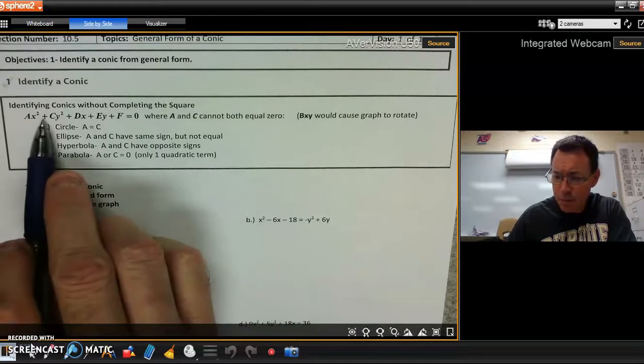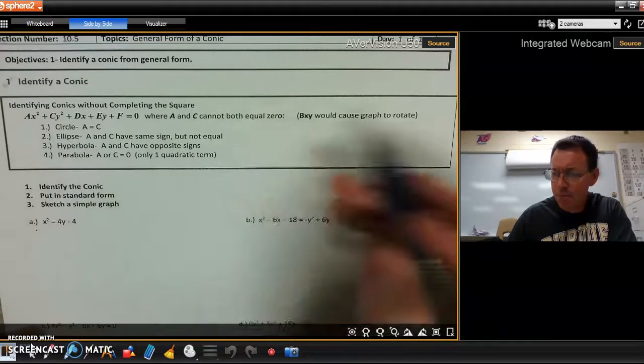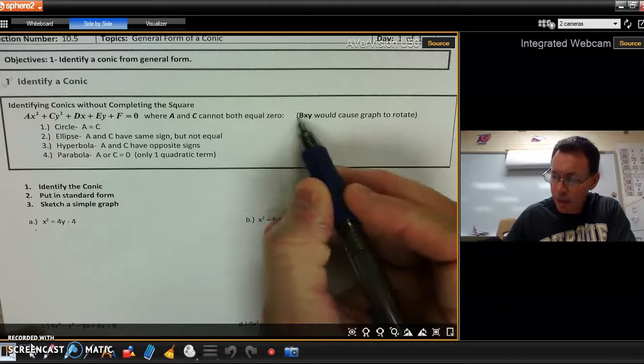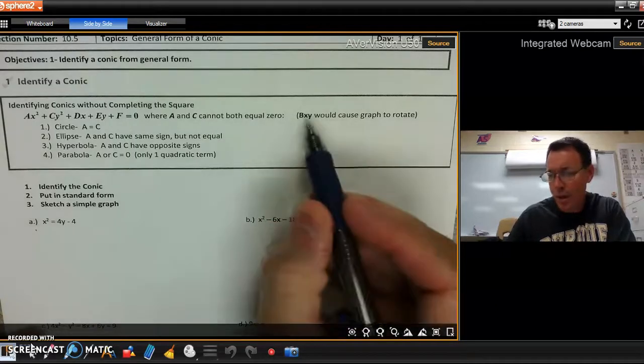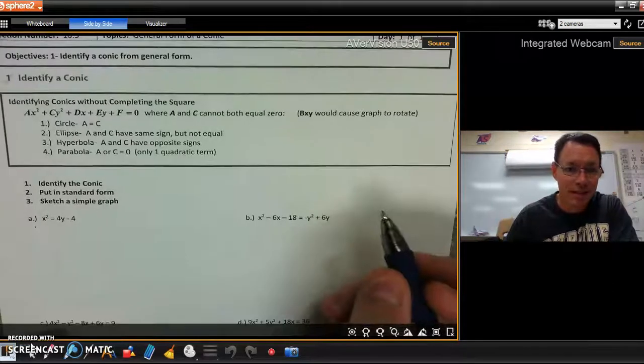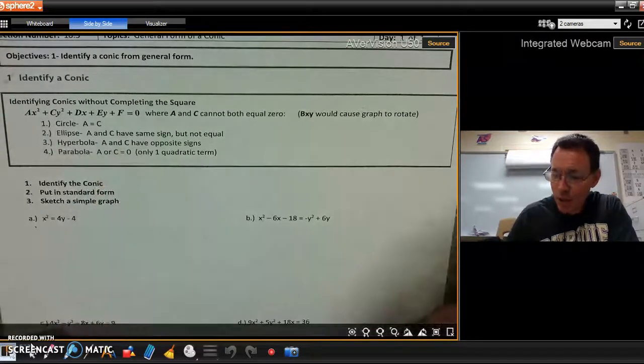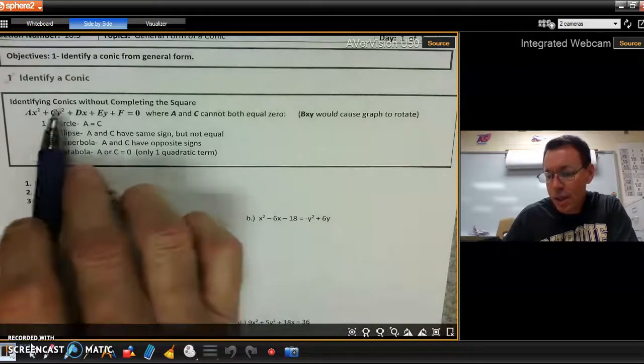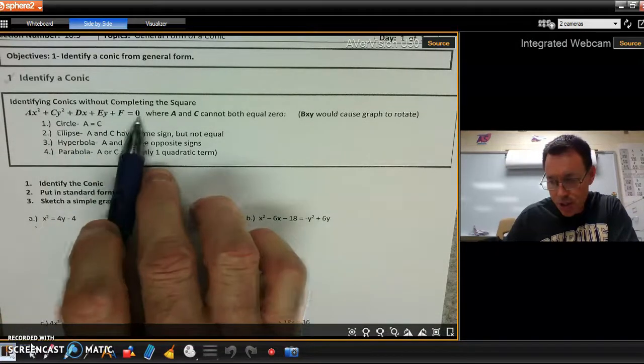Now you'll notice there's a B missing. It goes from A to C. In the book, they throw a Bxy in there. Well, if you have an xy, it'll take like an ellipse and turn it on its axis at an angle, and we are not going to worry about that. Okay? So they're going to all look like this. So we've got 4 different shapes.